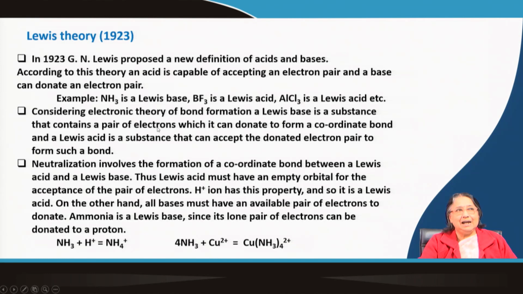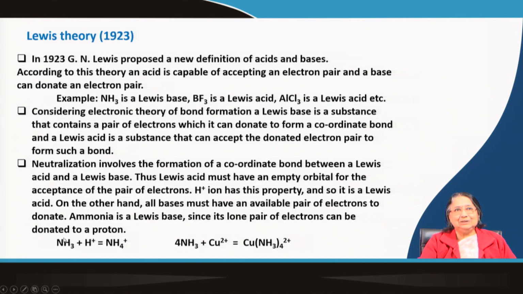Considering this theory, in bond formation, a Lewis base is a substance that contains a pair of electrons. If it does not contain an electron pair, then how can it give one? The base has a pair of electrons which can be donated, and an acid is something which can take up that electron pair to form a bond. And neutralization is nothing but the formation of a coordinate bond. An electron pair is given and somebody takes that electron pair; that is nothing but the coordinate bond between the Lewis base and the Lewis acid.